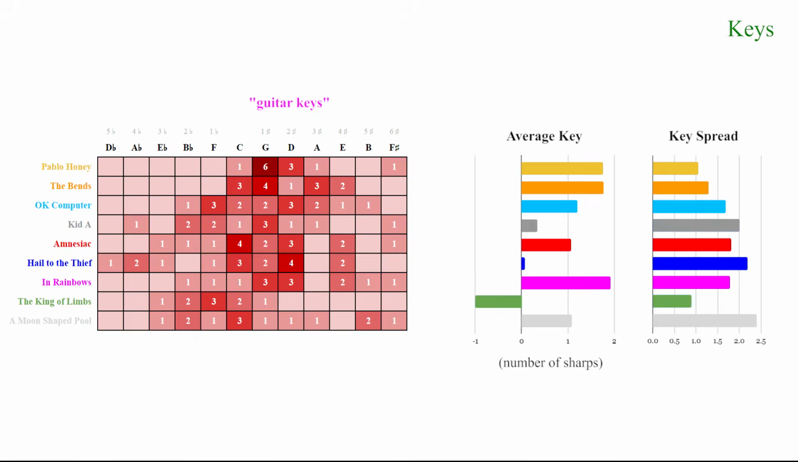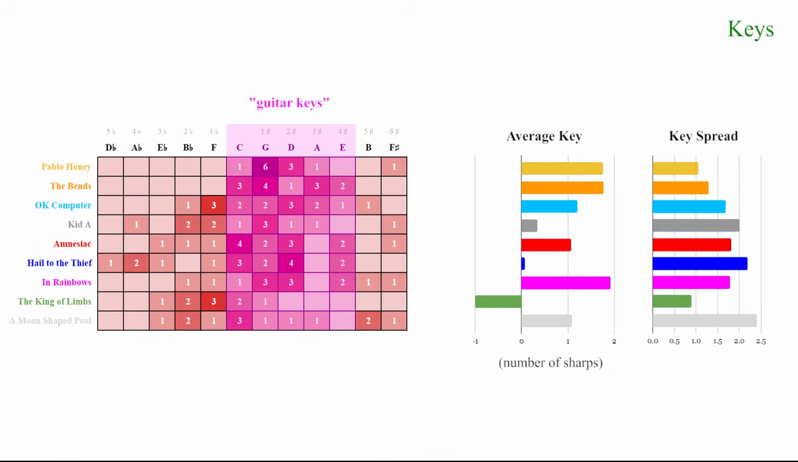In the E standard tuning, which Radiohead usually plays in, the guitar keys are generally between C major and E major, that is, keys with 0 to 4 sharps. On Pablo Honey, a whopping 6 songs are in the equivalent key of G major, which many consider to be the easiest key to play in on the guitar. The spread of keys for these 2 albums are accordingly among the lowest in their discography.